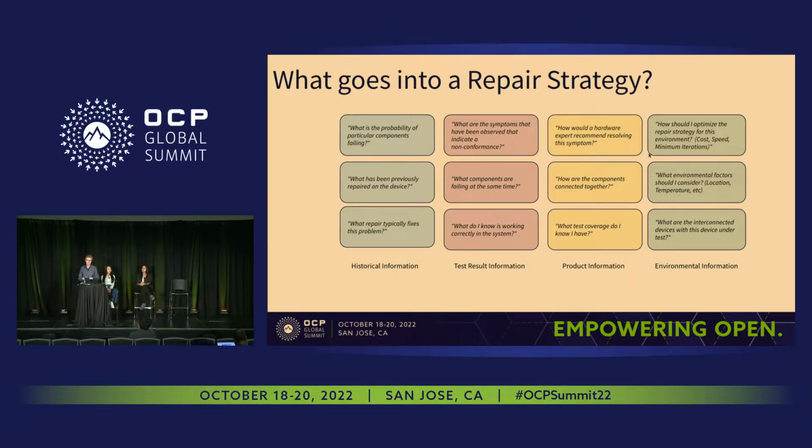Then we have product information. That's how a hardware expert would recommend resolving this symptom if they were here and looking at the problem. How are these components connected together on the device? And what test coverage do I know I have? When I have passing and failing symptoms coming from my tests, what hardware do they relate back to? And then finally, we have environmental information. This can be a lot of different things. It could be temperature, it could be location, it could be information about common switches, common cooling components, or common power domains, right? All of this goes into our repair strategies.